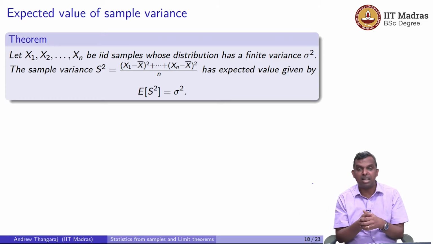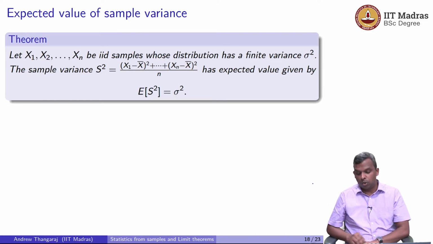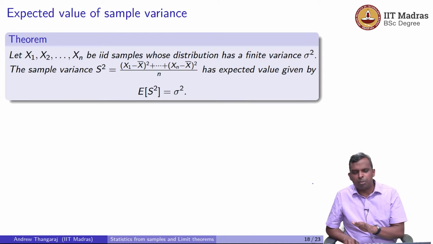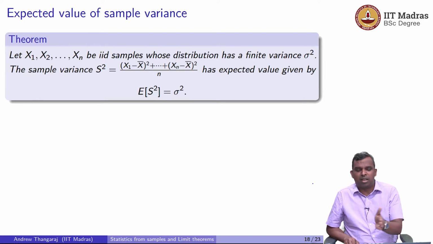So the sample variance, if you calculate the sample variance, you can expect it to be close to the original distribution variance. Okay, so these are results. The result is much more important than proof and all that, so I'm not doing proofs for this result. You can write it down. The proof is not too difficult.